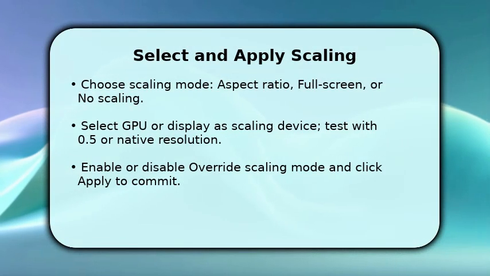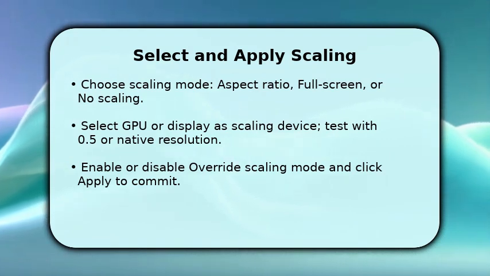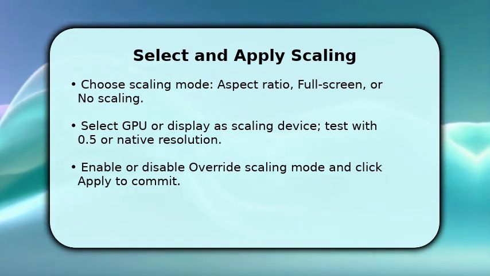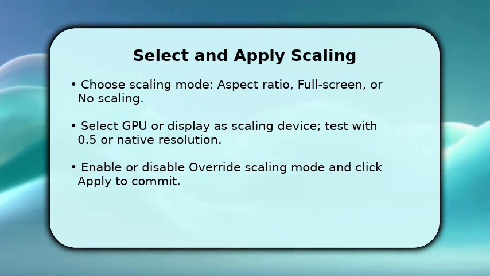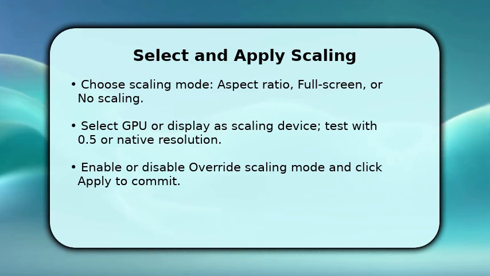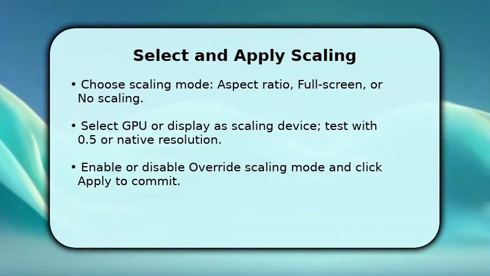Now you pick the correct scaling mode and explain why. Aspect ratio preserves proportions for older games, full screen stretches, and no scaling leaves the monitor to handle it. Make sure you explicitly set the scaling device to GPU if you need consistent results across outputs, otherwise choose the display. Try changing resolution to a non-native value for testing, then toggle the override option and click Apply.